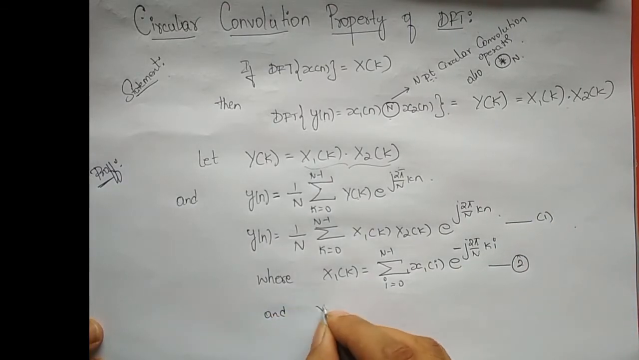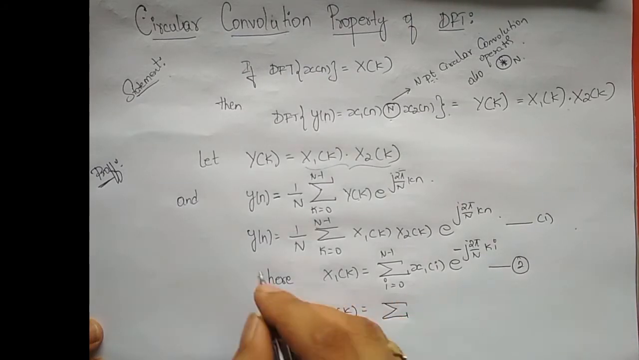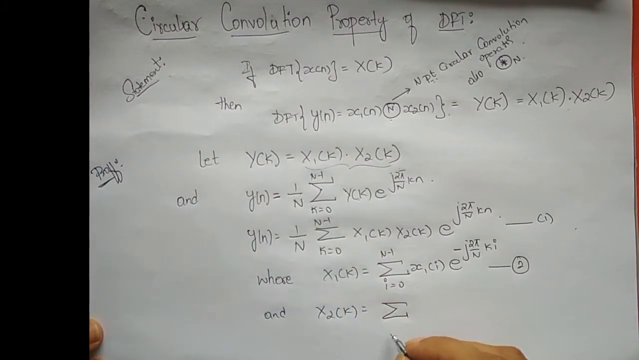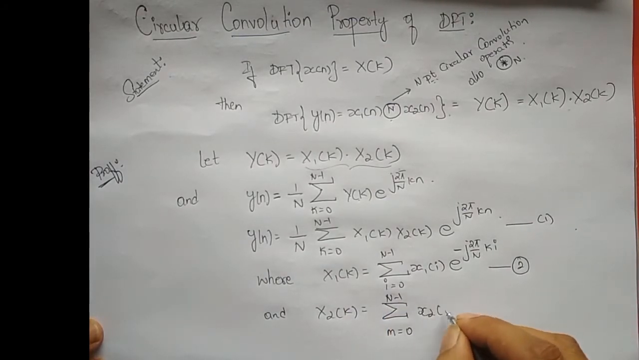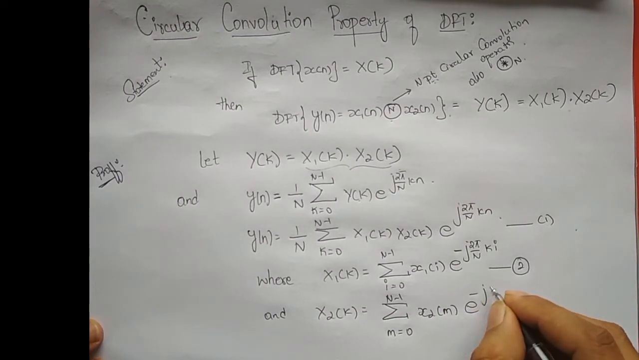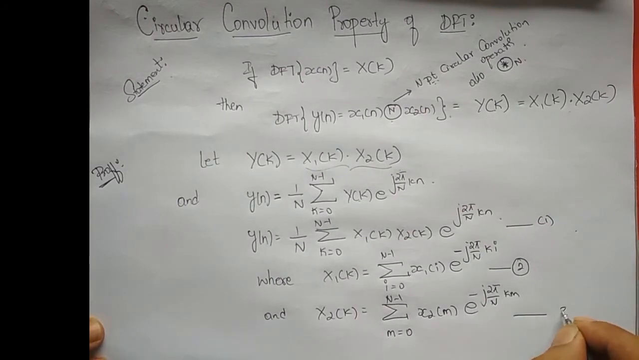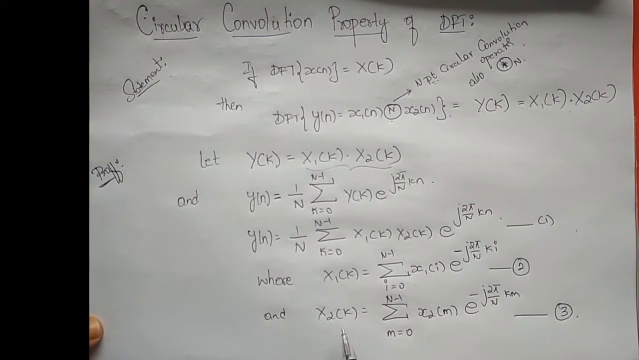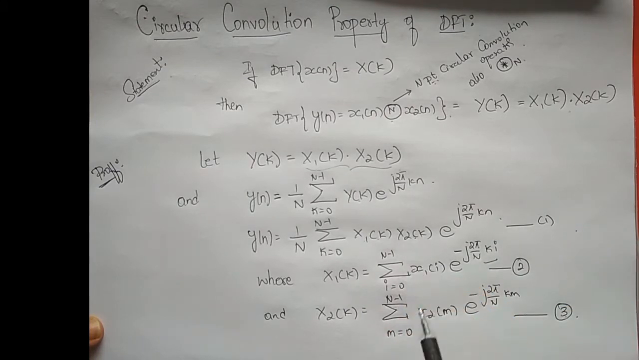And X2 of k is equal to summation. Again I cannot write it in terms of n because I already used this n, so I'll take one more variable which is m, from 0 to N minus 1, x2 of m into e power minus j 2 pi by N into k into m. Let me call it equation number 3. Fine. So I'll substitute equation 2 and equation 3 in equation 1. I mean to say, instead of writing X1 of k, I'll write this equation, and instead of writing X2 of k, I'll write this equation. That is what I'm going to do in the next step.